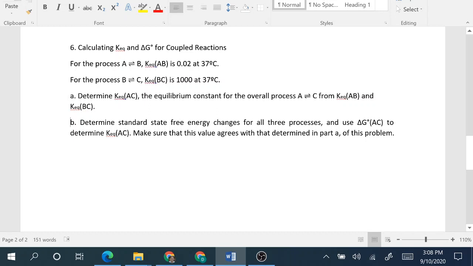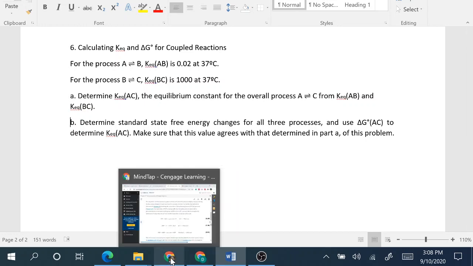That's part A. Part B says determine the standard free energy changes for all three processes. In other words, calculate delta G naught and use delta G naught AC to determine KEQ AC. So we're going to be determining KEQ AC two different ways, and make sure this value agrees with that determined in part A of this problem. Okay, so this sounds like a big problem, so let's get started.